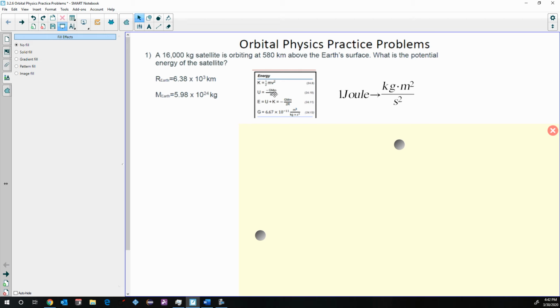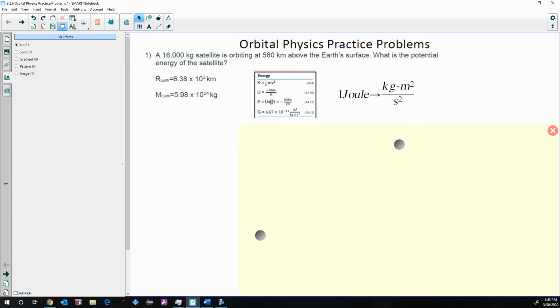Capital M is the mass of the Earth. Lowercase m is the mass of the satellite, and r is the radius from the center of the Earth to the satellite. Or you could also say capital M could be the mass of any object that is being orbited, and lowercase m would be the mass of the object doing the orbiting, and r would always be the radius from the center of the object being orbited to the object orbiting.